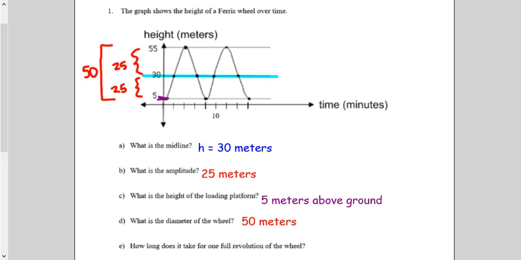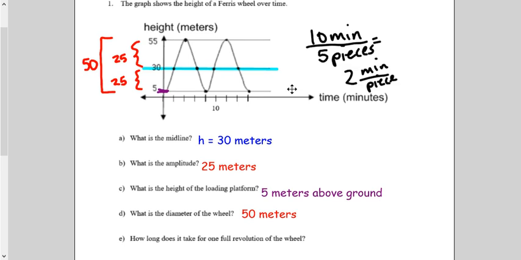Our next question asks, how long does it take for one full revolution of the wheel? A full revolution would mean starting at the bottom, going up to the top, and coming back to the bottom. That'd be right here. This spot is not marked on our graph, but the next one is at 10 minutes. If we take those 5 pieces and divide them into the 10 minutes, then 10 minutes per 5 pieces is 2 minutes for one piece. So this would be 2, 4, 6, 8 minutes.